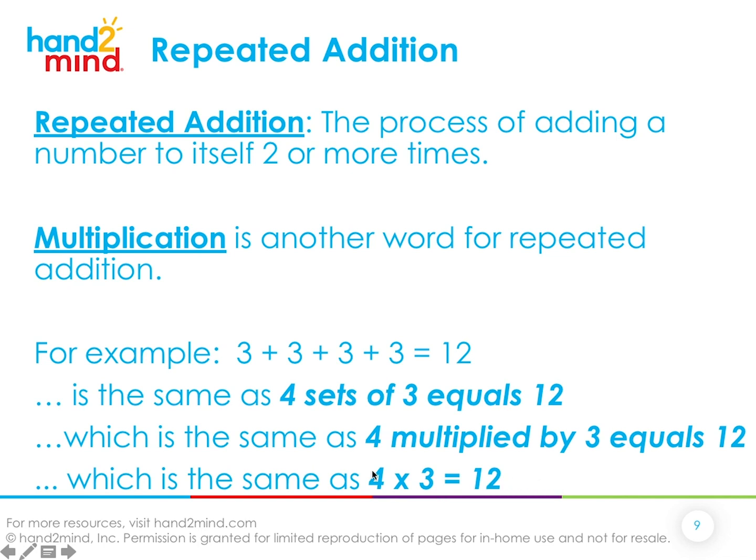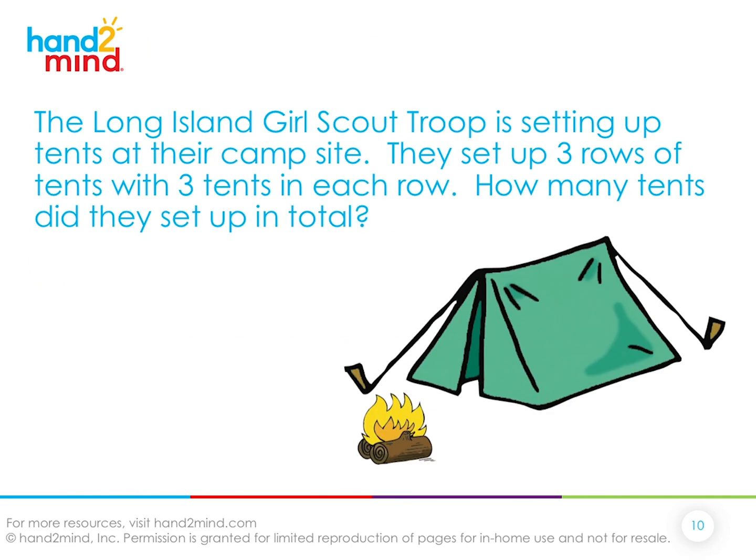So, as a mathematician, what would you rather do? 3 plus 3 plus 3 plus 3 equals 12, or simply 4 times 3 equals 12. You'd probably choose the latter one, especially if you're dealing with a lot of sets of numbers. For instance, if you're dealing with hundreds of sets of numbers, then you probably don't want to have to say 3 plus 3 plus 3 plus 3 hundreds of times, and that's where multiplication comes in handy. So let's do a problem that involves a multiplication scenario.